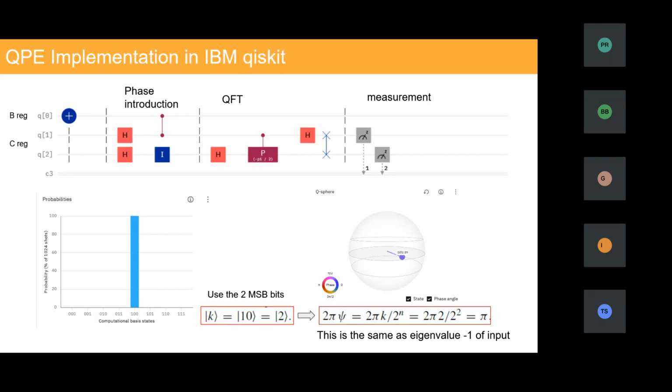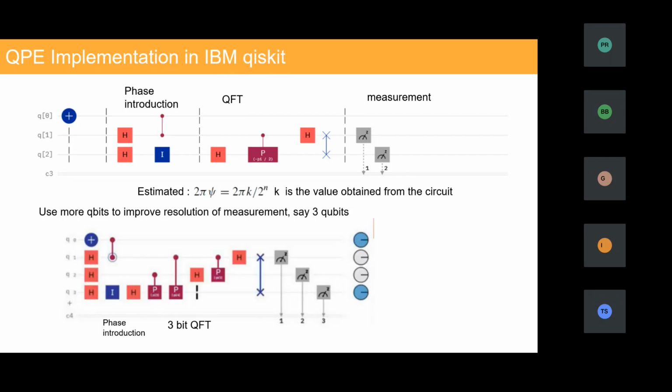With 3 bits, I can get 0 0 0, 0 0 1, etc., all the way going up to 1 1 1. I can have 8 different phase values which I can estimate. So this is once again a design choice as to how much resolution you would like to introduce, and that is done by introducing more, higher order bits into your C register. So here is a small circuit which is also there in the book.